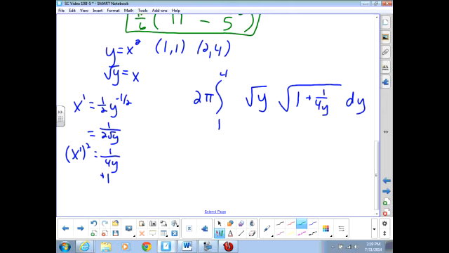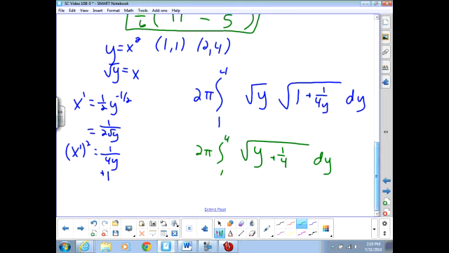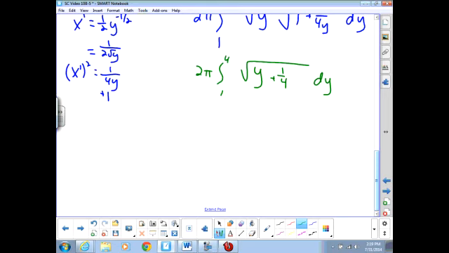So what we'll do is we're going to distribute that square root of y, since they're both under a square root. y times 1 is y. y times 1 over 4y will give us 1/4. Just dy. We're used to having just a plain old y under the radical, so this is going to be a u case. u will be equal to y plus 1/4. du will be equal to just 1 dy. So we won't need to make any adjustments.